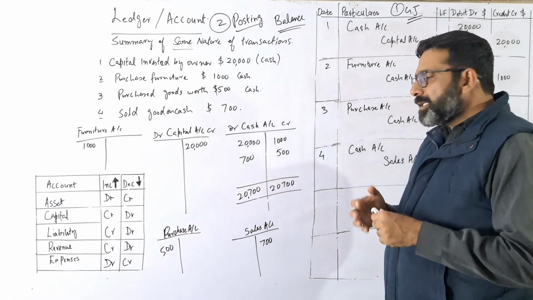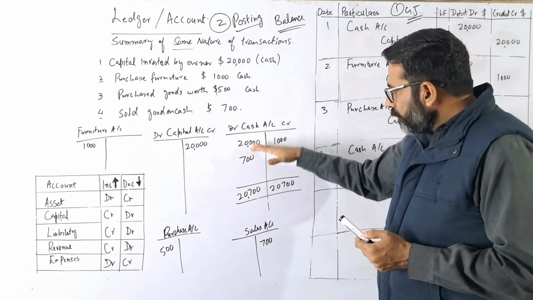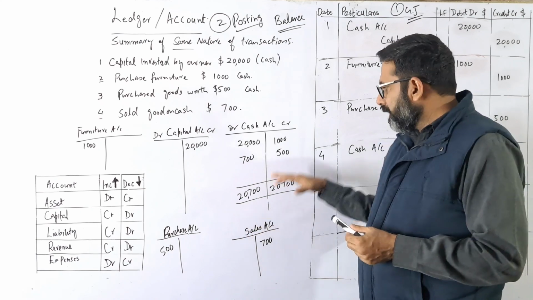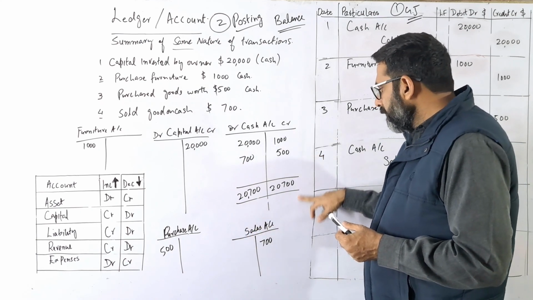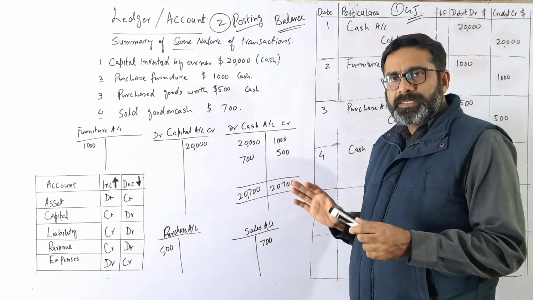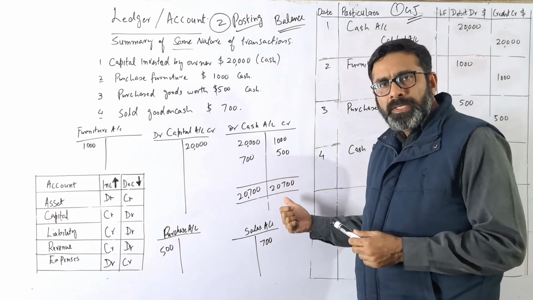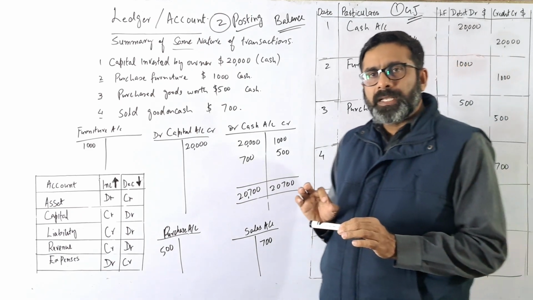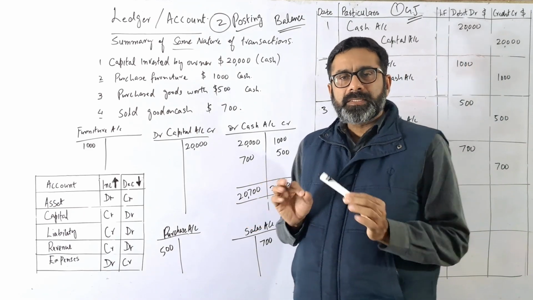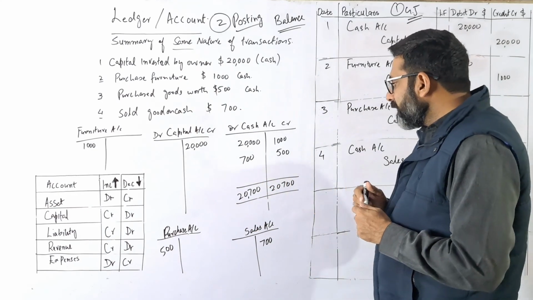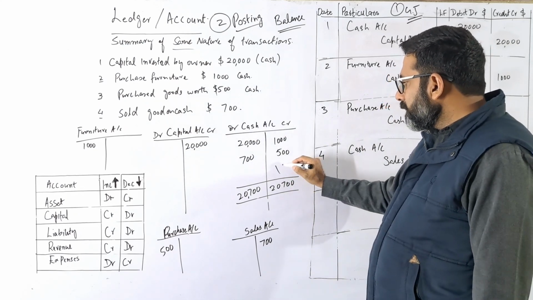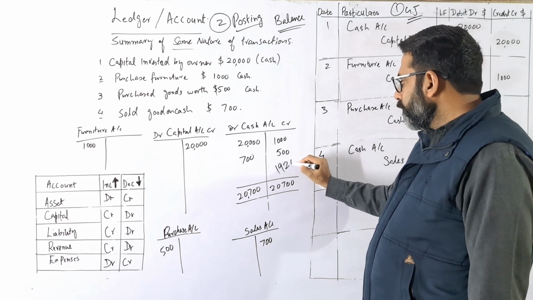Now the next step: if you total the debit side, the total is 20,700, but if you total the credit side, the balance is not the same. It is not 20,700, the amount is different. So it means there is some balance, or some difference. So what is that difference? If we calculate, it is 19,200.